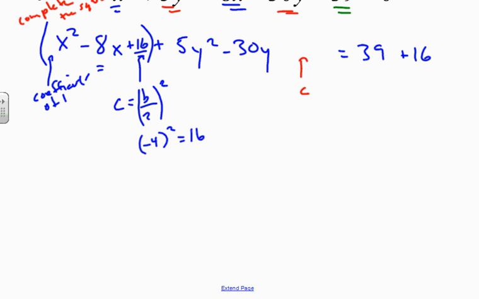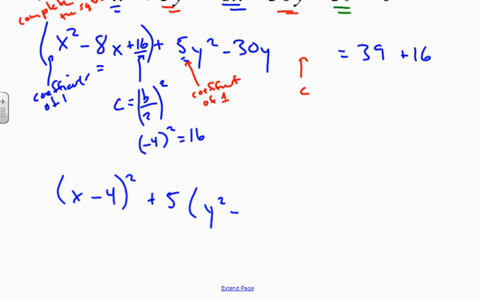Now to do that, we have to once again make sure that we have a coefficient of 1. We do not. So what we have to do is factor this 5 out of these first two terms. So that's what we're going to do, and I'm going to simplify this right away. We have x minus 4, then squared. This right here, we're going to factor out a 5. When we factor out 5, we're going to have y squared minus 6y. And then that equals, we add those together, 40, we got 55.